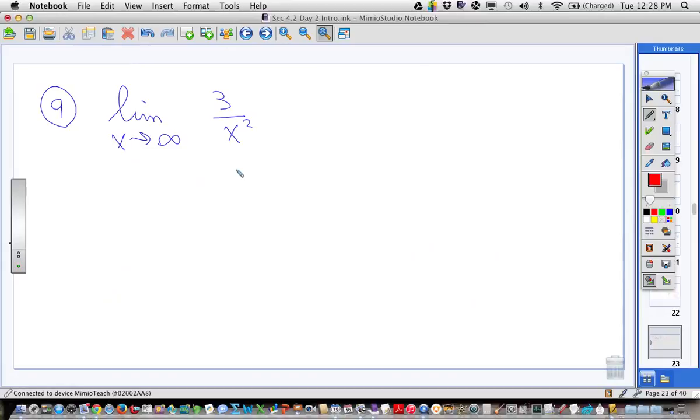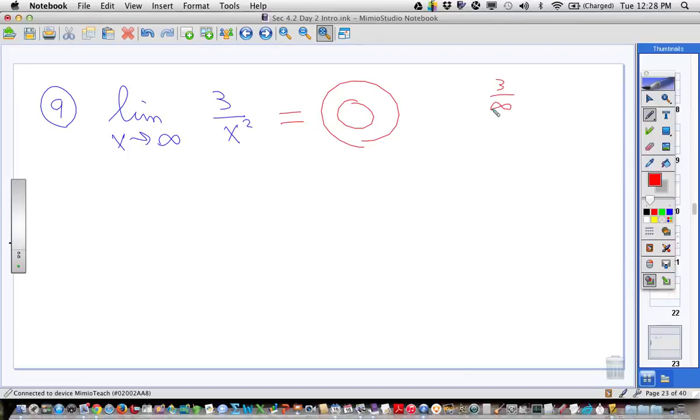All right, let's go through the homework real quick. So, number 9, as x approaches infinity, big on the bottom, so the answer is 0, right? So basically what you have here is like 3 divided by infinity.